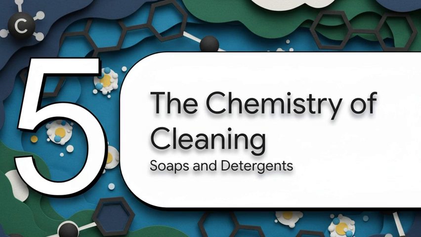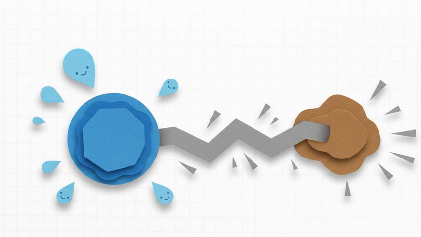And for our final section, let's see how carbon compounds help us clean up a mess. We're going to look at the really clever chemistry behind soaps and detergents. The real magic of soap is that its molecule has a split personality. One end is an ionic head that is hydrophilic. It absolutely loves water. The other end is a long hydrocarbon tail that is hydrophobic. It hates water, but it loves oil and grease.